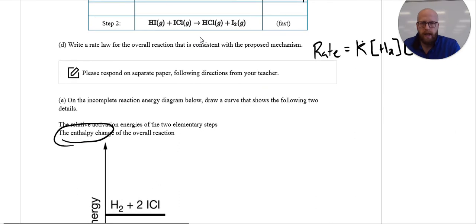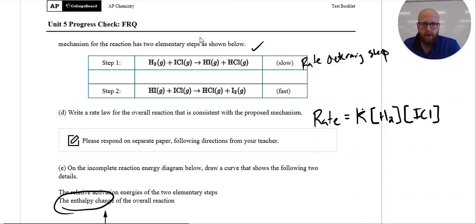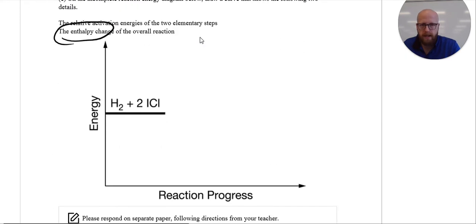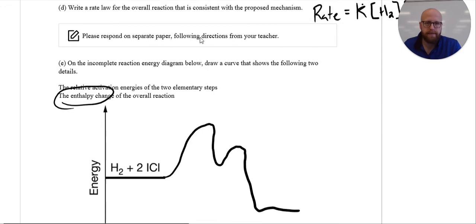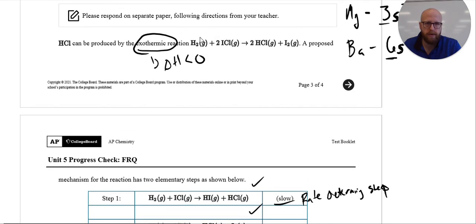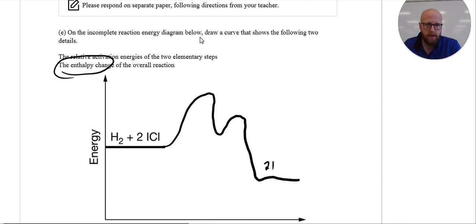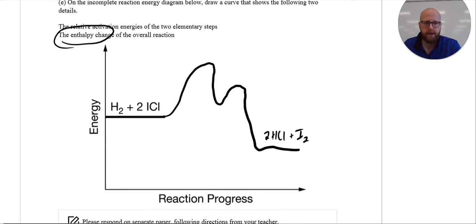I want to draw the energy diagram. It's got two steps. The first step is slow, the second step is fast, so I'm going to have two peaks here. The first peak is going to be higher. The second peak is going to be lower. It's an exothermic reaction, I get that. And then my products overall were 2HCl plus I2. And that's what your reaction curve should look like.